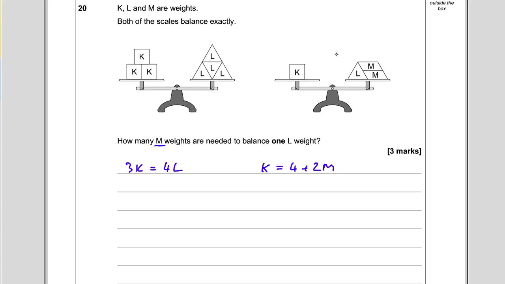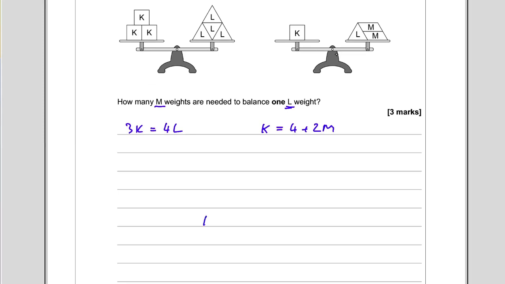How many M weights are needed to balance 1 L weight? So we want to end up with L equals something involving M. I've miswritten my L, it looks like a number 4 there. So essentially what we want to do is get rid of K from both equations. So if I manipulate this slightly and say K is equal to 4/3 of L, I can then substitute that into here.